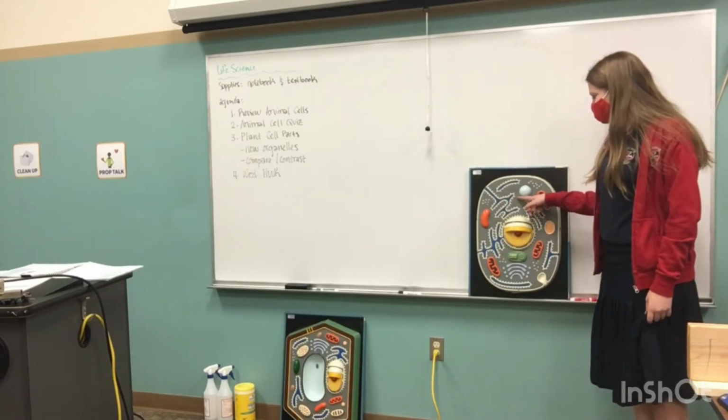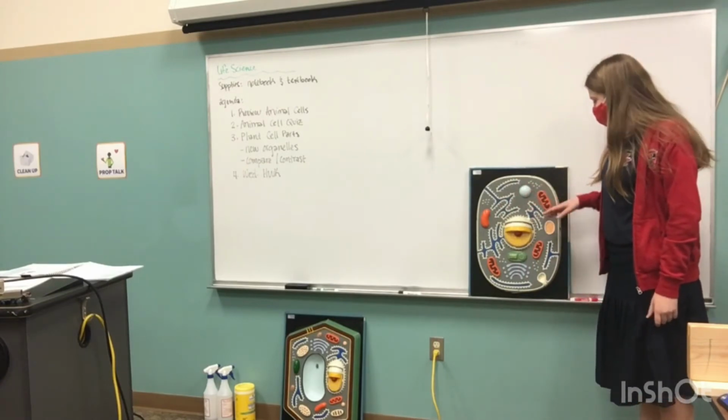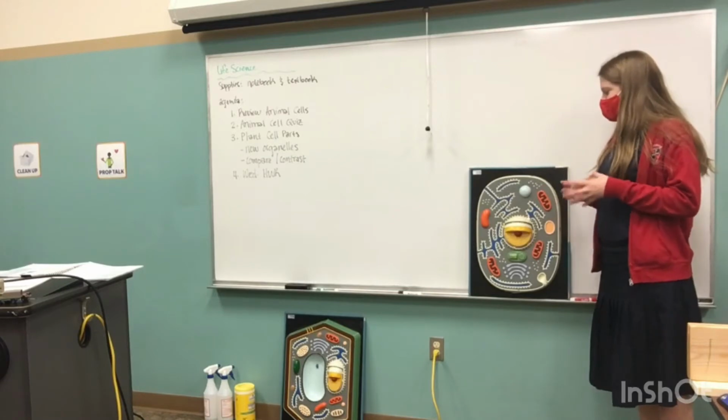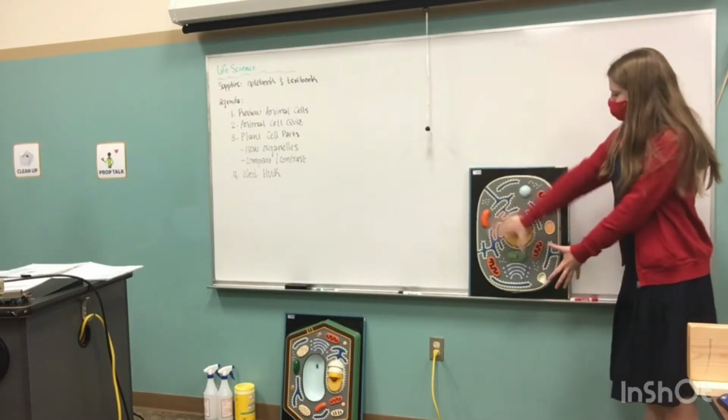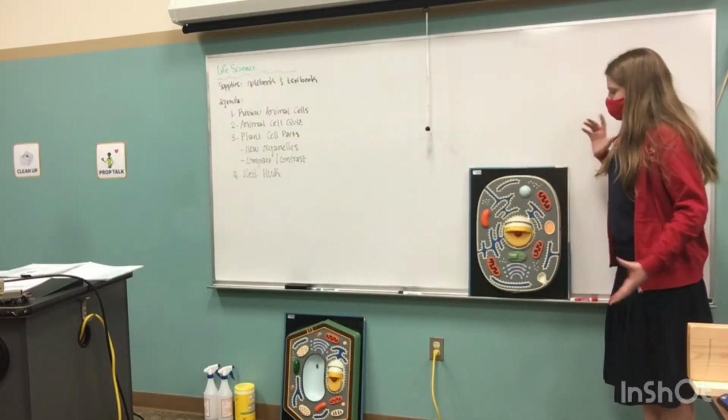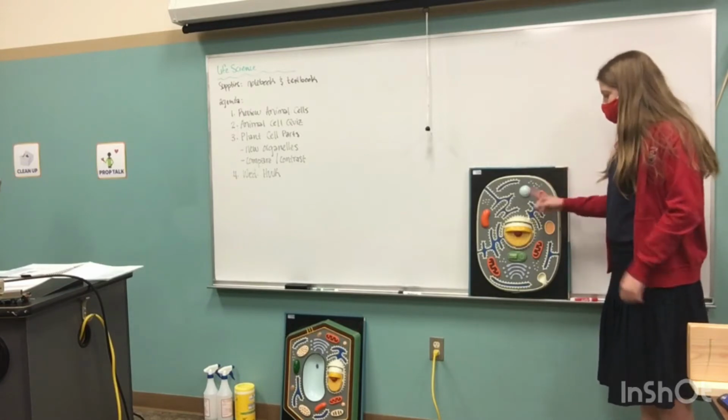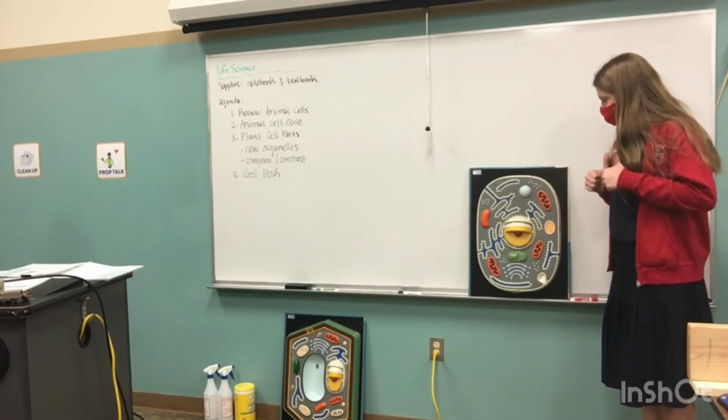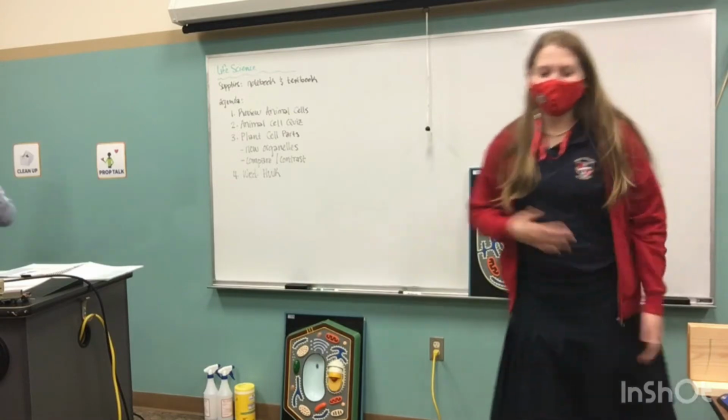This gray stuff is the jelly-like substance that keeps all of this protected, and it's the cytoplasm. It is the cytoplasm, isn't it? And it protects all the parts inside. Awesome job, Jill. Thank you.